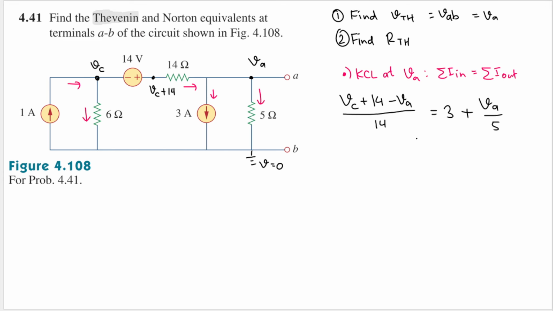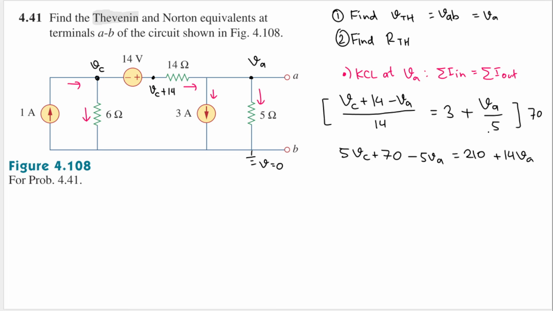Okay, I think we can multiply both sides by what? 70, yeah, 70. 14 and 70 will cancel into 5, so we will have 5 VC plus 70, and then minus 5 VA, I mean. And let's multiply this 3 by 70, so I'll have 210. And then 5 and 70 will cancel out into 14, so I will have plus 14 VA. Good.